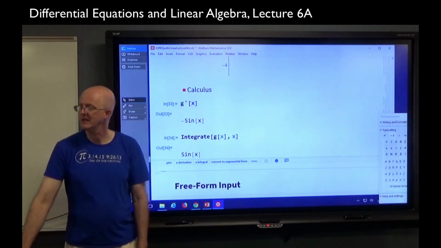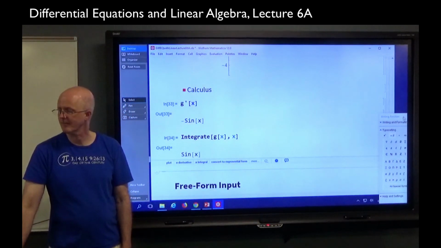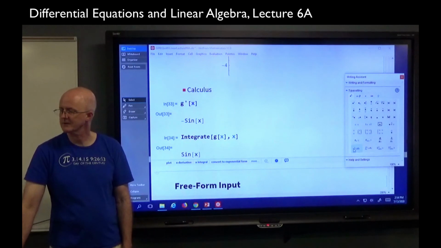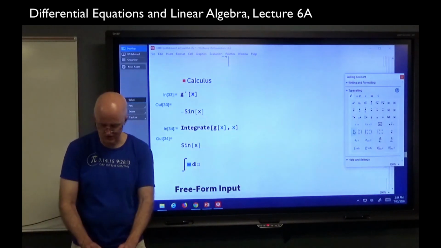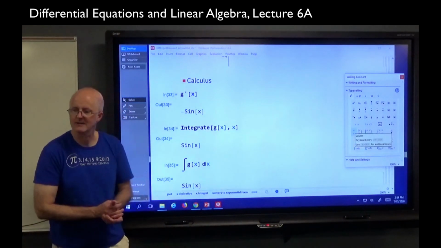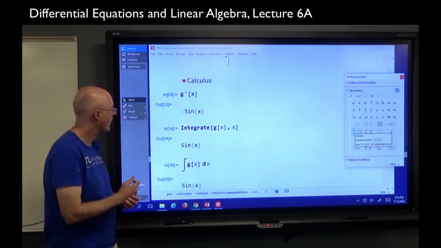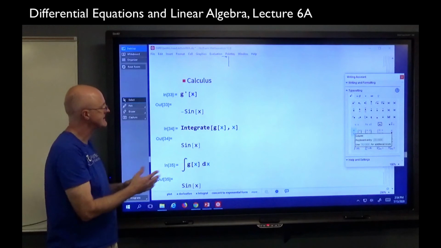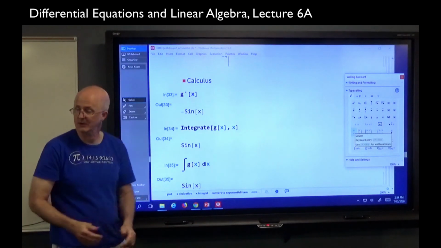There we go. You can use the writing assistant as well. There's an integral button here. Under the typesetting, if you click this tab here, go down here, there's an integral. Integrate g of x with respect to x to get the same answer. So use the built-in Integrate function with a capital I, or use the palette, the writing assistant being one example, to get an integral sign in there.